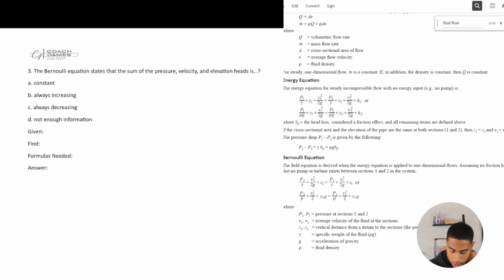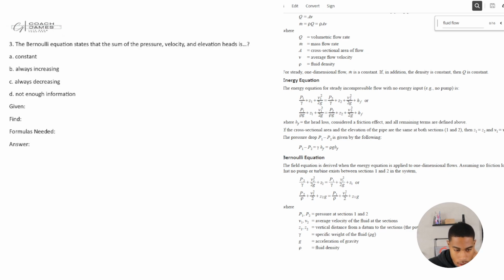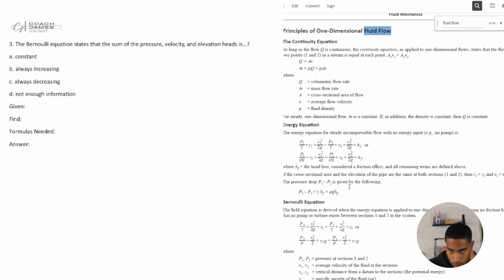All right, let's look at number 3. This one says the Bernoulli equation states that the sum of the pressure, velocity, and elevation head is what? Okay. So what information are we given? Well, we're looking at the Bernoulli equation. Find what it states. What does it state?